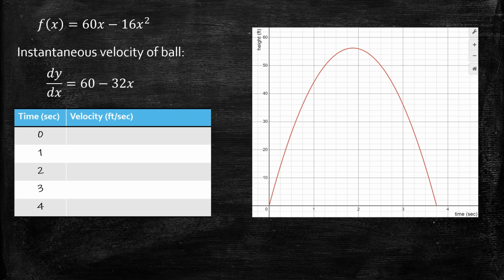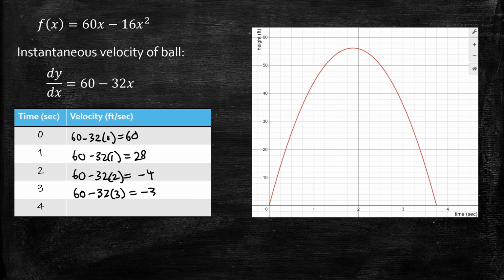In the previous video, we really took a lot of work every time we wanted to recalculate the velocity at a particular value. So at time equals 0, it would be 60 minus 32 times 0, which is just 60. And at time 1, let's just fill these in, it would be 28. That should be familiar from the previous video. 60 minus 32 times 2 is negative 4. And 60 minus 32 times 3 comes out to be negative 36. We're going to stop and revisit 4 in a moment.